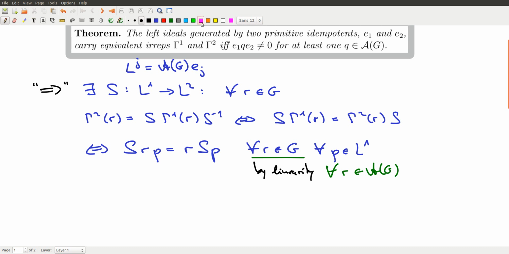Now we can do this here. Let's look at capital S times E1. That's definitely in L2, because S maps L1 to L2. And let's give this a name. Let's call it little s. Now we know that this little s is equal to little s times E2, because multiplication on the right with E2 does nothing to something that's in L2.